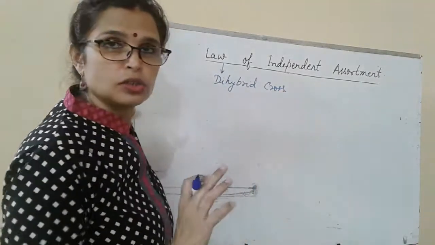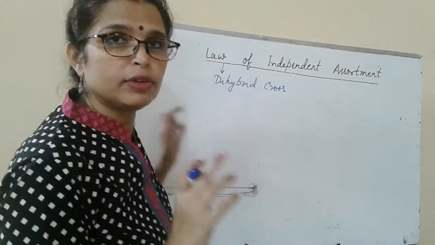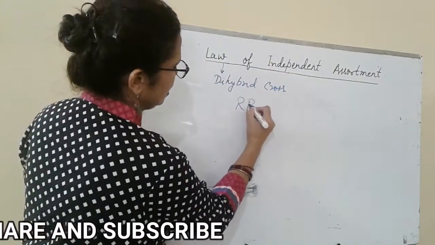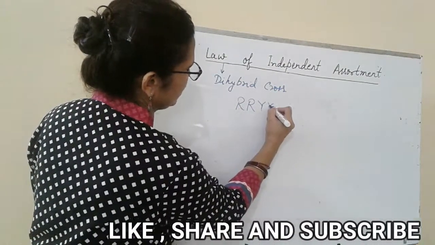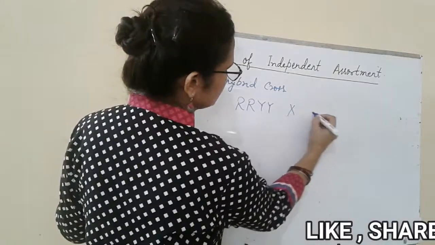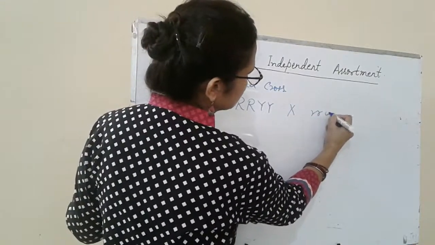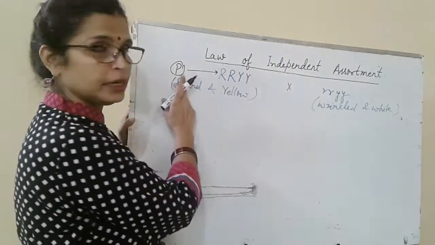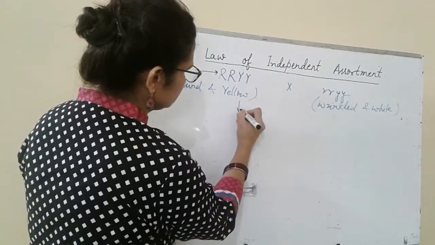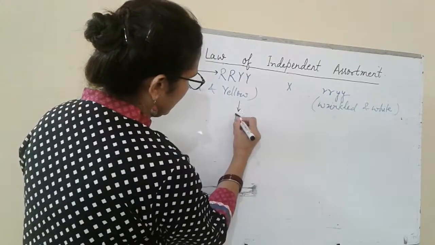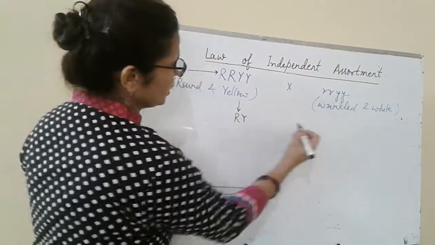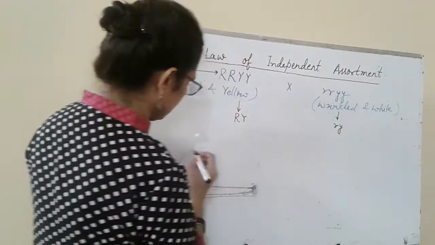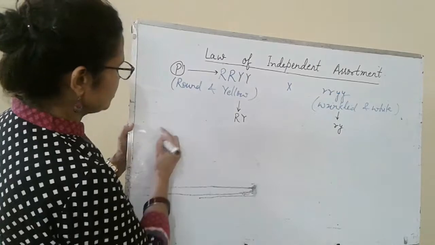Mendel crossed pure line plants having two different characters like RRYY. One plant has round and yellow seeds and another plant has wrinkled and white seeds. These two plants are the parent plants. They produce gametes. The gametes are RY here and small r small y here. Just see how the gametes are produced.